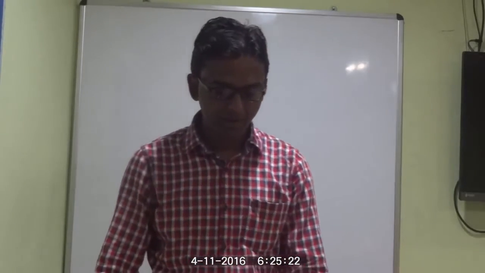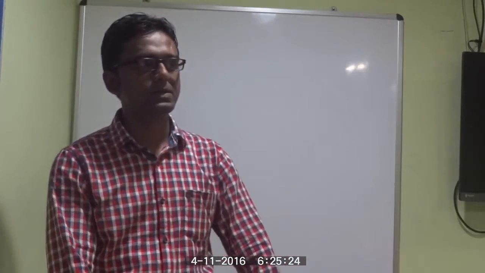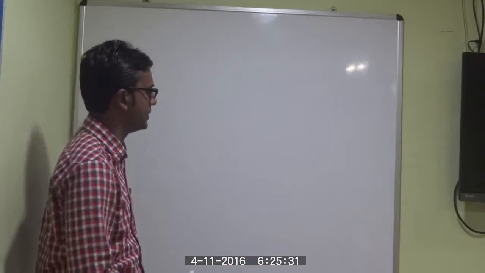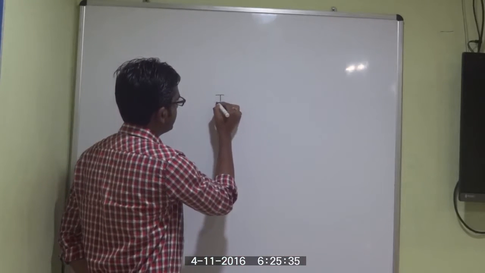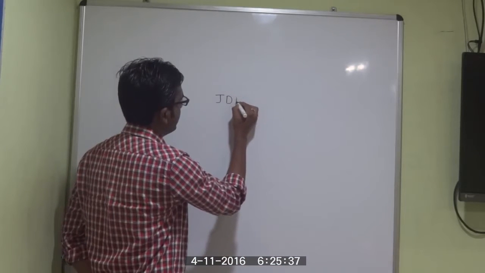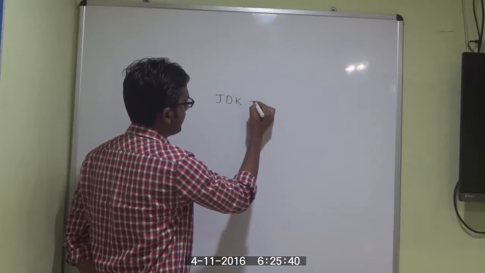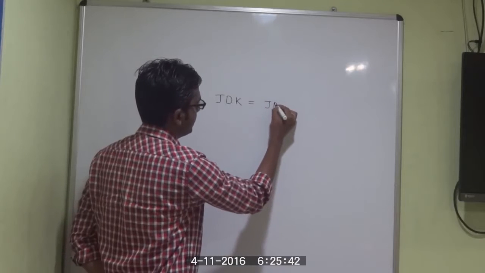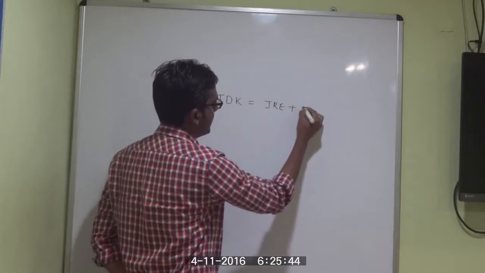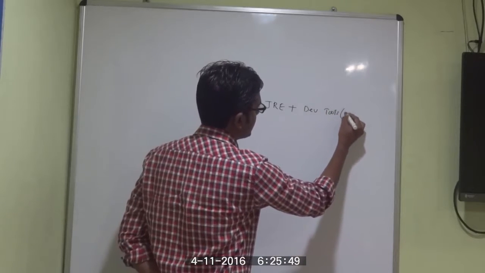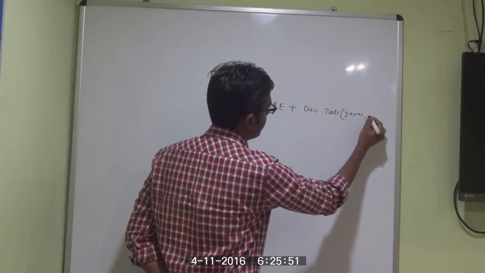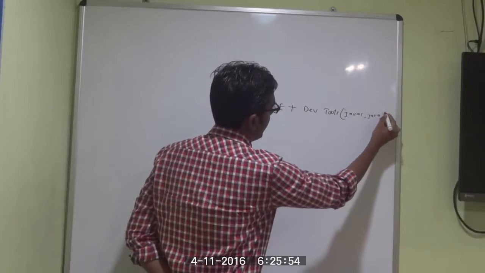Myself Amar. In the last tutorial, I discussed the software required to compile and execute a Java program. Let me recap that topic once more. In the last topic, I told you that to compile and run a Java program, we need JDK. This JDK consists of JRE plus development tools. Development tools consist of your javac compiler, Java interpreter, and many more.